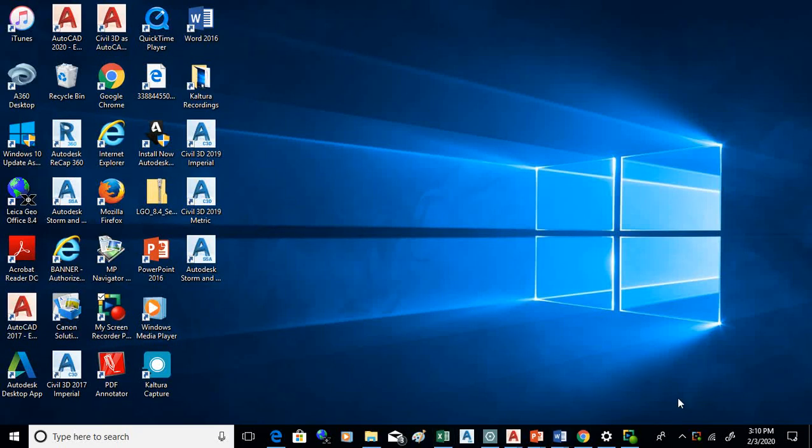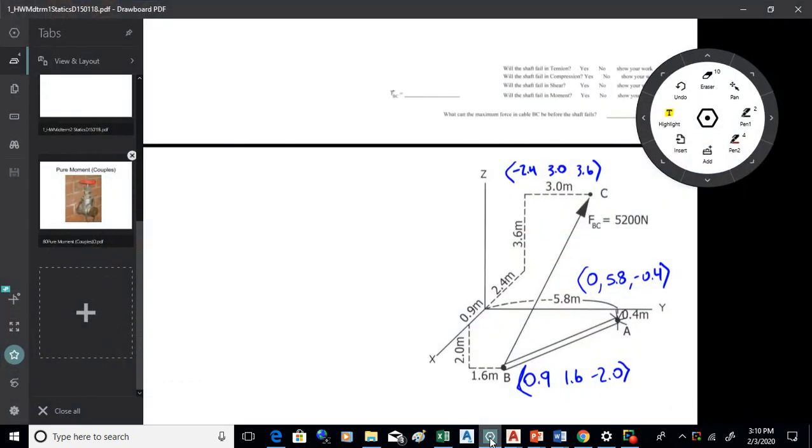So let's have a look. I just handed that one problem back, so why don't we take a look at that one? That's actually a pretty good 3D review, right? So what we do here is we find the coordinates of points A, B, and C.